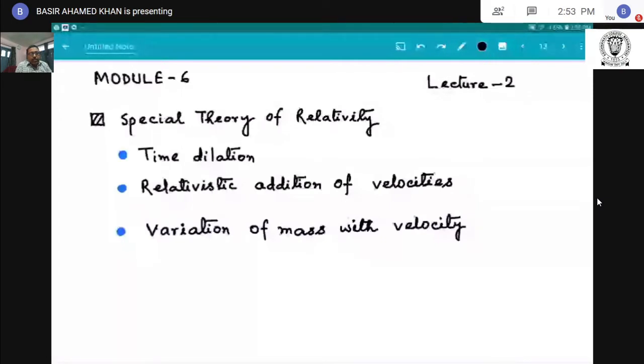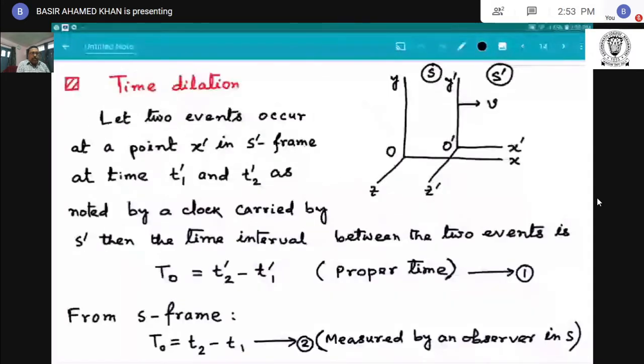Now, today I will discuss these topics: time dilation, relativistic addition of velocities, and variation of mass with velocity. First of all, the time dilation.